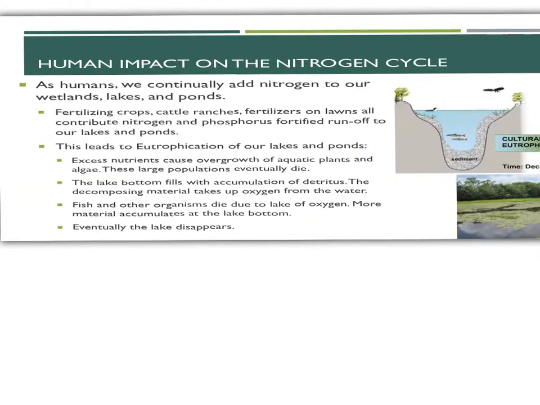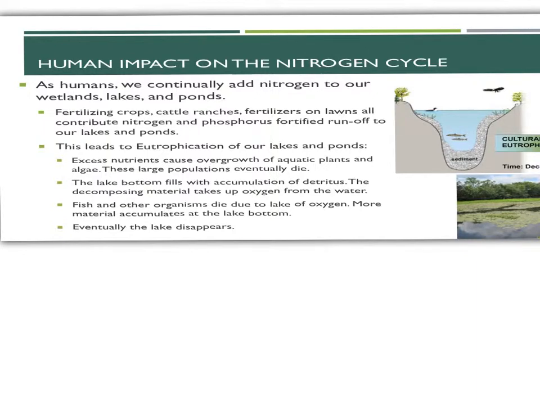Okay, let's change topics a little bit and talk about how humans are impacting the nitrogen cycle. Now, the problem with the nitrogen cycle with humans is that we are continually adding nitrogen to our environment. It's called fertilizer. If we are growing crops, or having lawns, we're adding fertilizer to our lawn. If we have cattle ranches or chicken ranches, their waste products are rich in nitrogen and phosphorus as well.